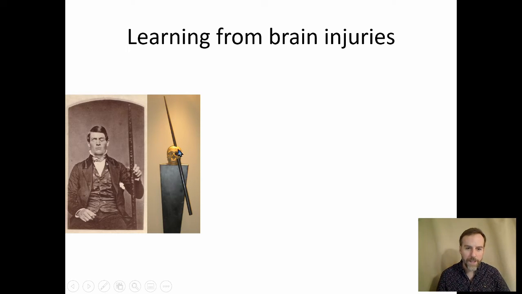I don't know if this is his actual skull or not, but I think this is the actual skull, but this isn't the actual tamping iron. But this is actually in a museum at Harvard, which I hope to visit someday.